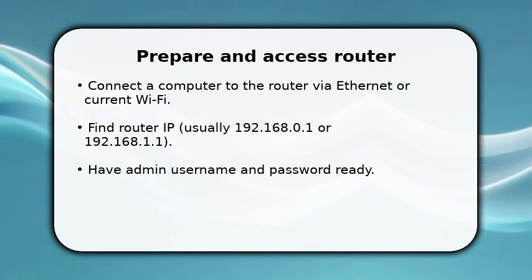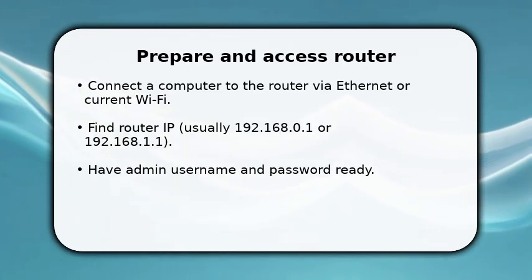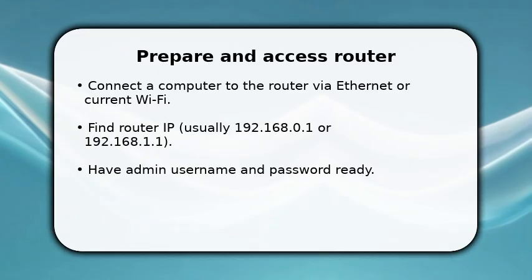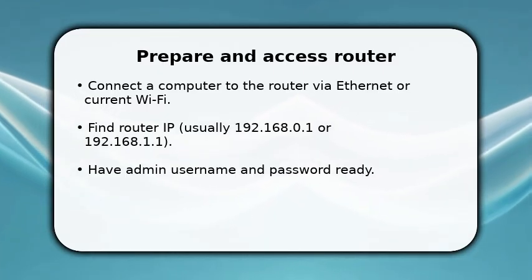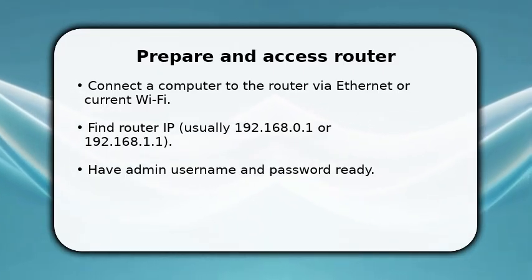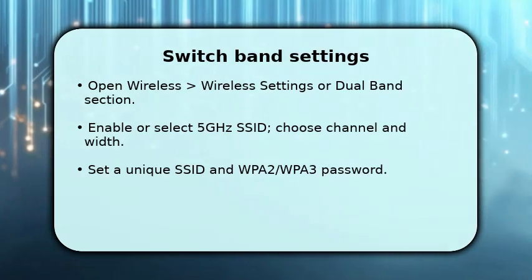Once logged in, navigate to the wireless settings area. This is where you'll switch bands and SSIDs. Make sure firmware is current before making major changes. You now change the band configuration.